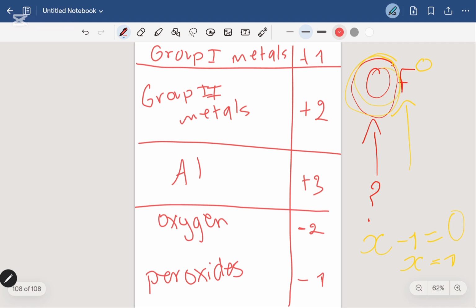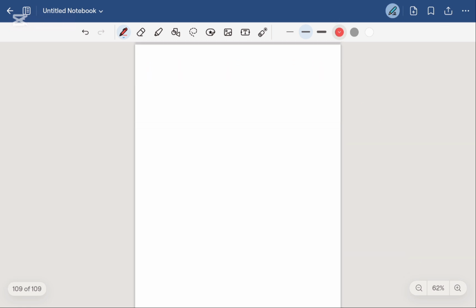So in this case, the oxidation number of oxygen is 1. I think this is one of the only cases in which the oxidation number of oxygen is 1. Otherwise, it's always minus 2. Now, moving on to a new page, okay?